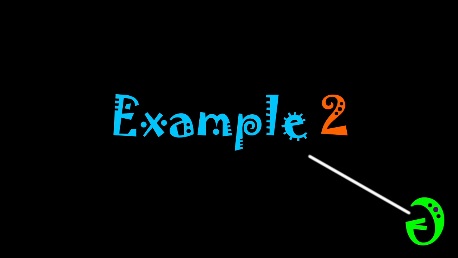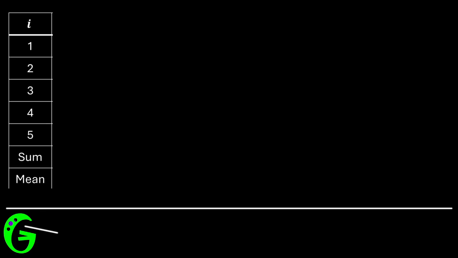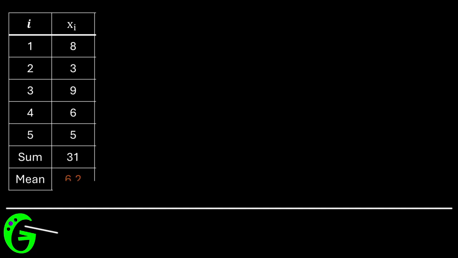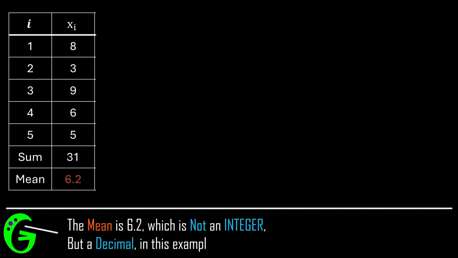Example 2. In this second example, let's have 5 samples, just like in the first example. The mean is 6.2, which is not an integer, but a decimal, in this example.